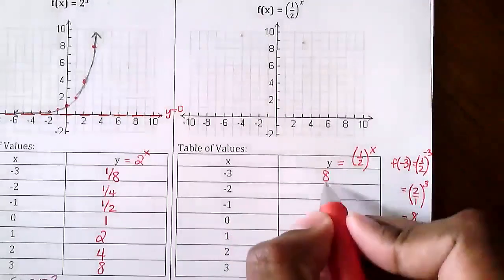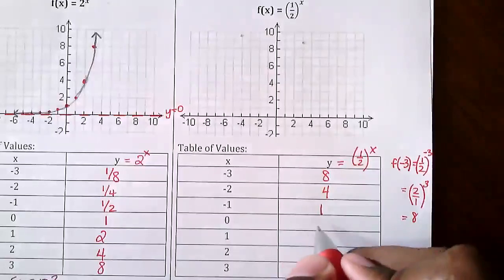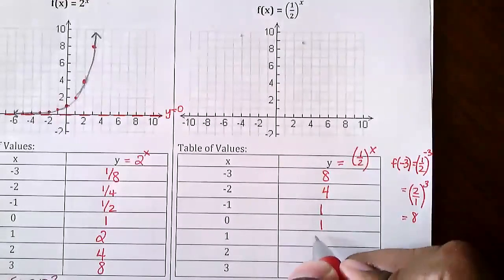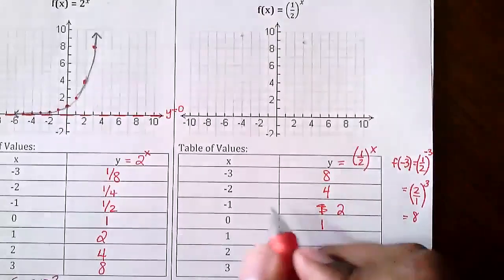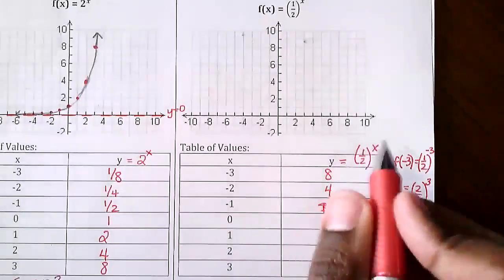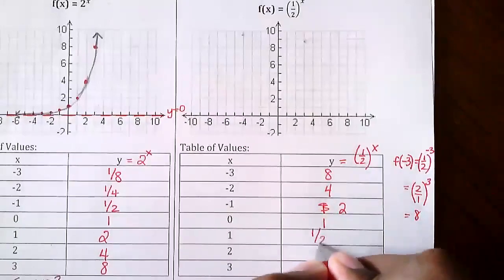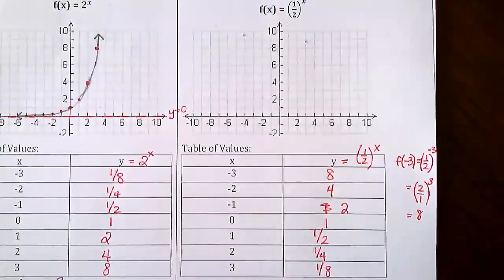Okay, so half to the power of -2 is 4. Half to the power of -1, sorry, I'm sorry. So half to the power of -1 is 2. Half to the power of 0 is 1. Half to the power of 1 is half. Half to the power of 2, 1/4. And half to the power of 3, 1/8.